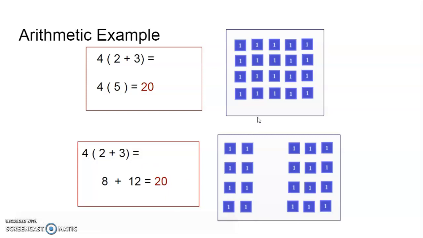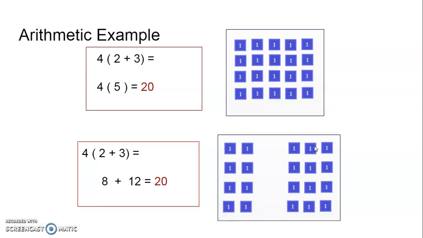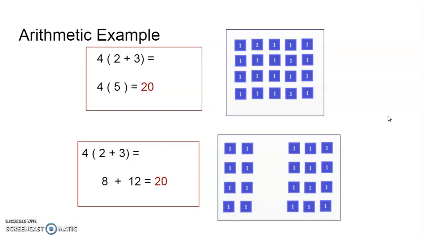All right, well, this shows kind of a picture of that, but you can see all that happened is we just split these units up. It's still the same number of units in each of them, right? But here is my 4 groups of 2. Here's my 4 groups of 3. So here's my 8, here's my 12. But no matter what, you do end up with the same answer.